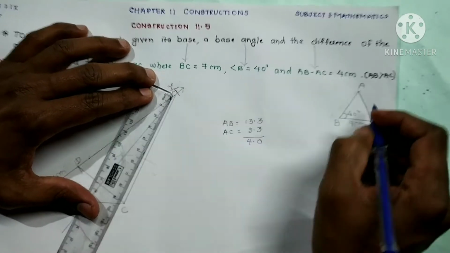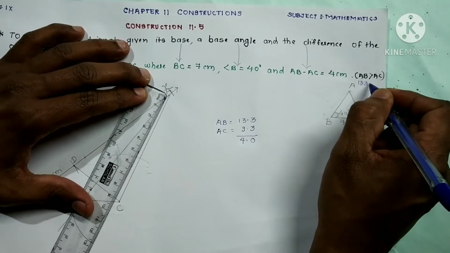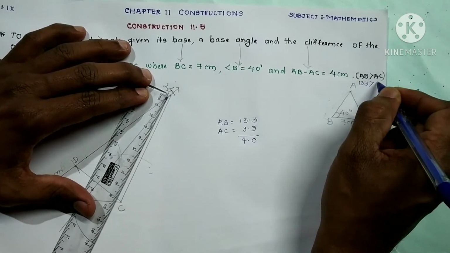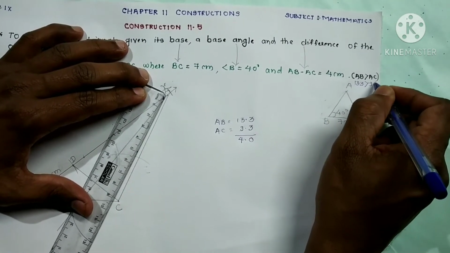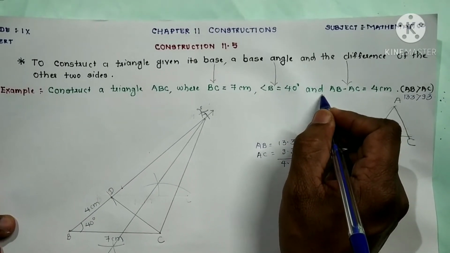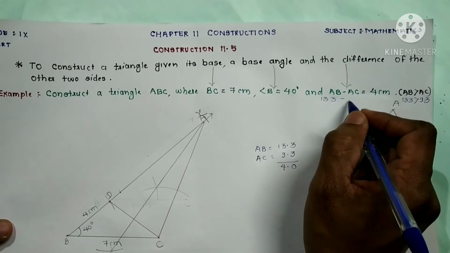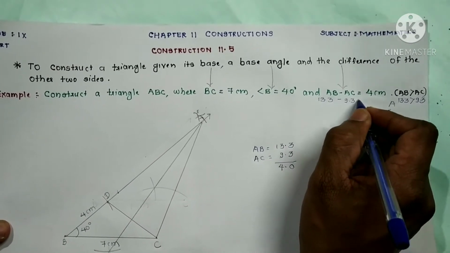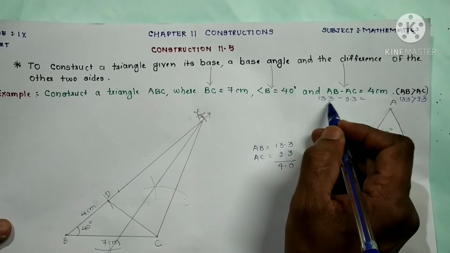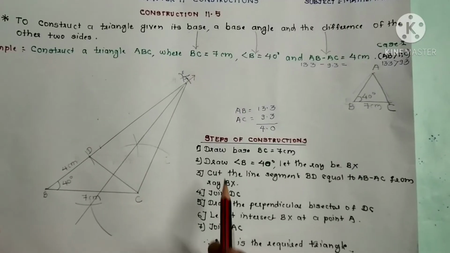So 4.0 means AB is 13.3, which is greater than AC, which is 9.3. So we got here AB distance is 13.3 minus AC is 9.3. If we subtract 13.3 minus 9.3, we get 4 centimeters.